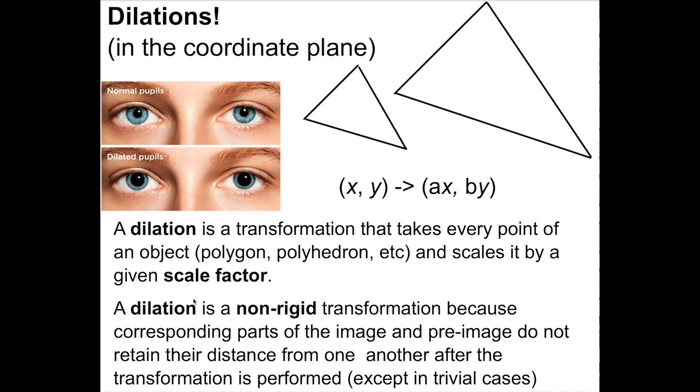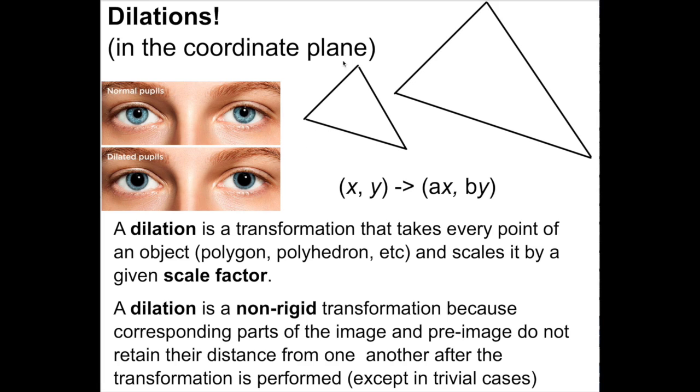We consider the dilation to be a non-rigid transformation because the corresponding parts of the image and pre-image, right, in other words, this being the pre-image in this case and this being the image, do not retain their distance from one another after the transformation is performed, right?